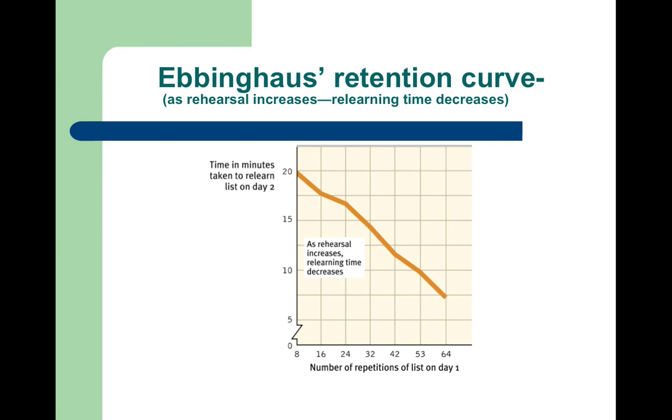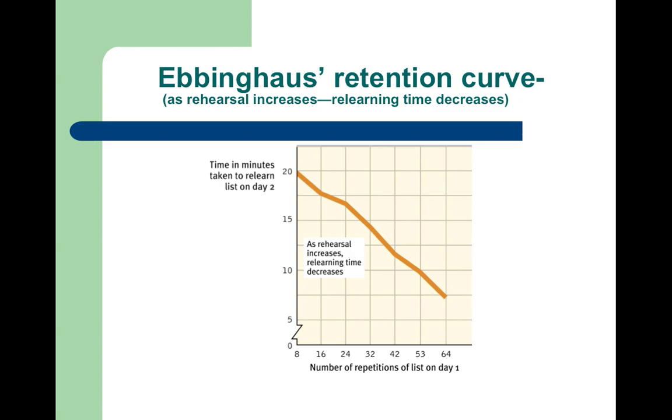Ebbinghaus is an important figure. His name is Hermann Ebbinghaus, and he studied memory. He's one of the names that you'll need to remember from this chapter. And he came up with the retention curve.